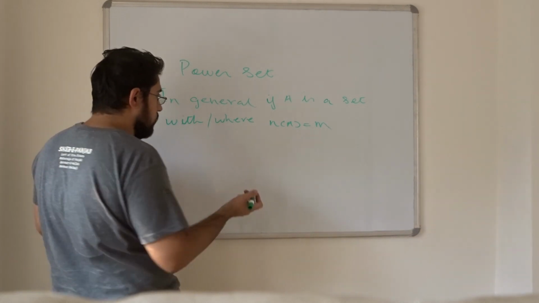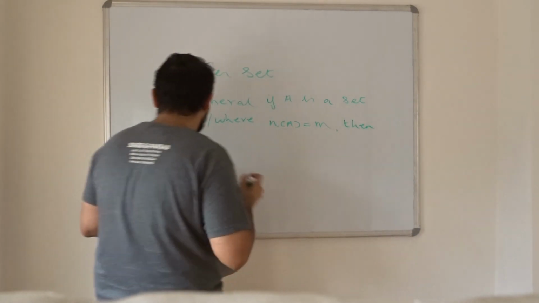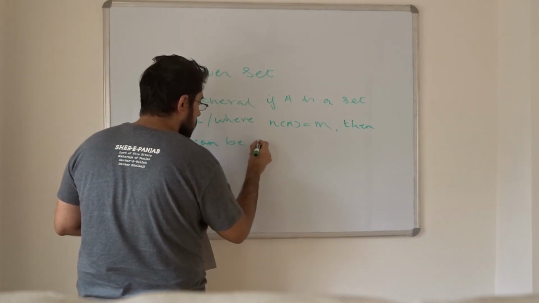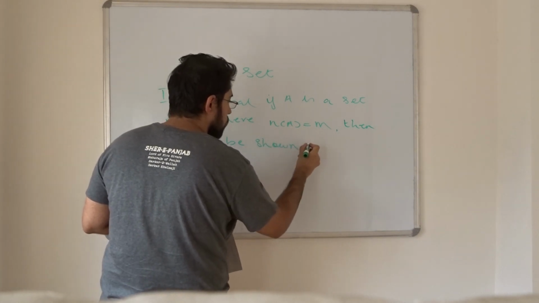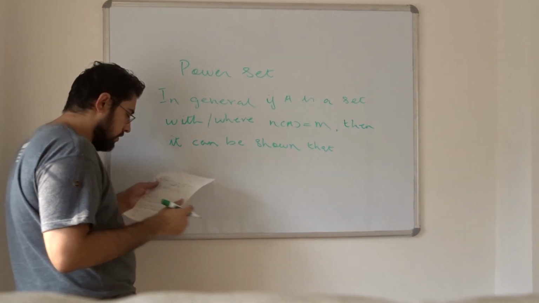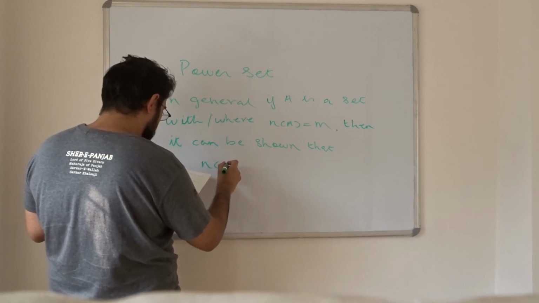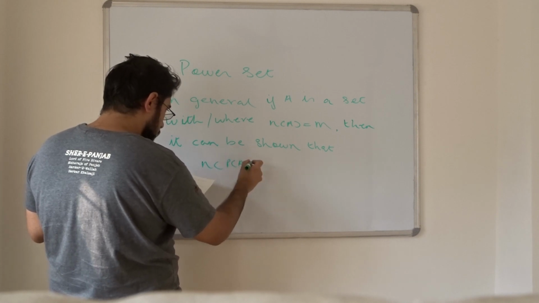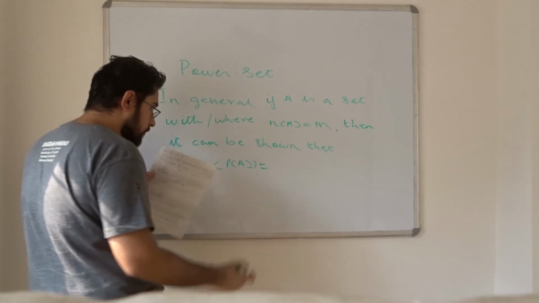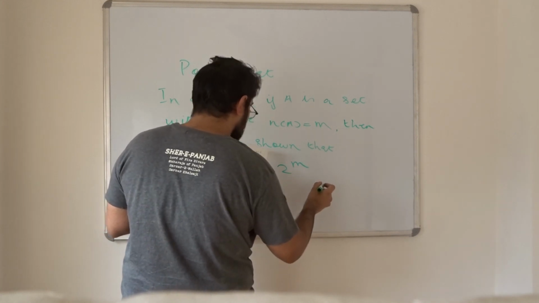Then it can be shown that the power set of A, so this is how you write it. The number of power sets of A is equal to 2 to the power m.